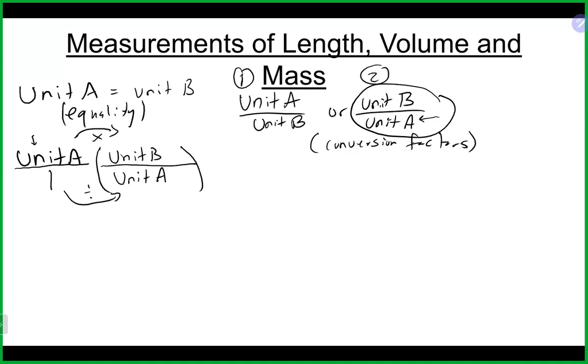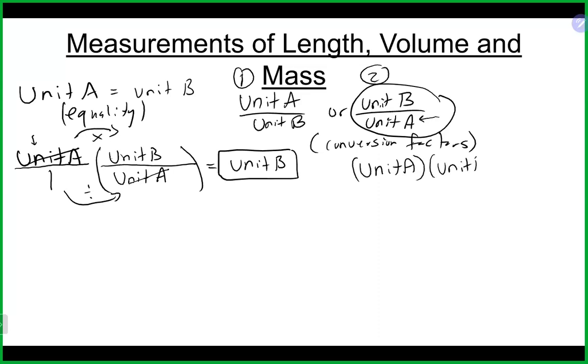And what this does is you will cancel out unit A and unit A. They will cancel each other out, and they will leave you with unit B, which in this case is what we're looking for. Now, you may say, how do those units cancel? They cancel because if we wrote it out step by step, you would take unit A and times it by unit B, and then divide it by unit A that's on the bottom.